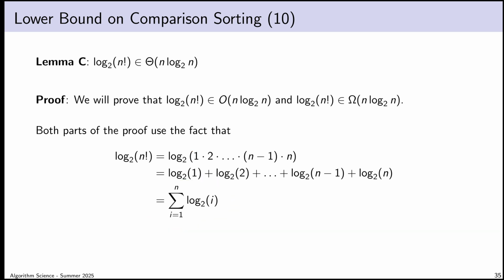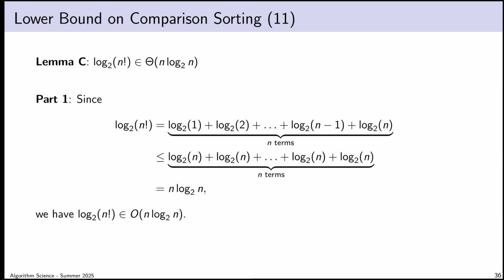In the proof, I'm actually just going to leave the sum expanded all the way out like this, because I intend to use a clever trick in both parts of the proof that's easier to see if we write out each term explicitly. Okay, so I'm going to begin by proving that log base 2 of n factorial is big O of n log n.